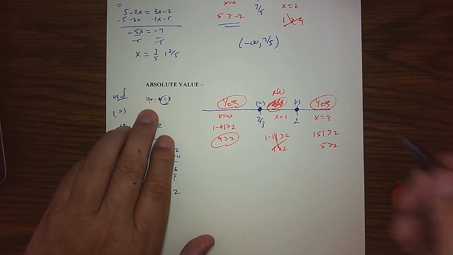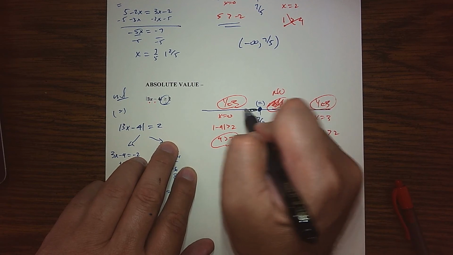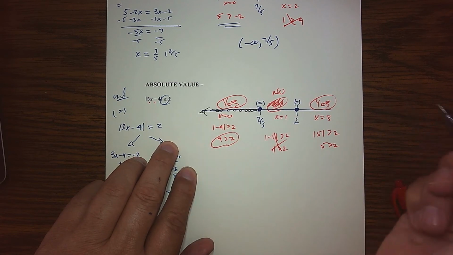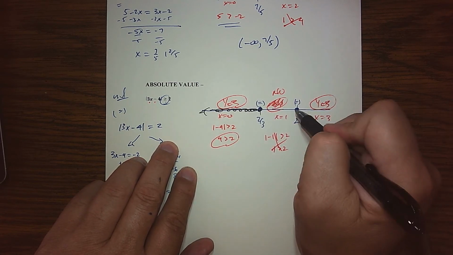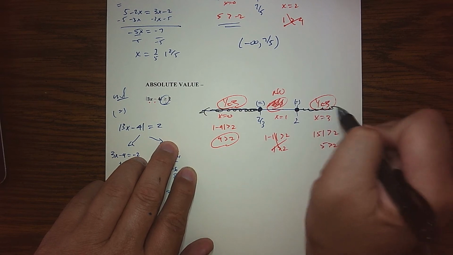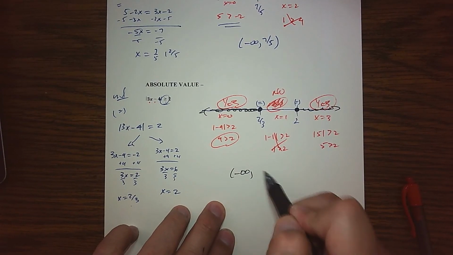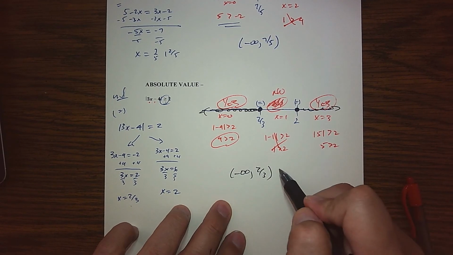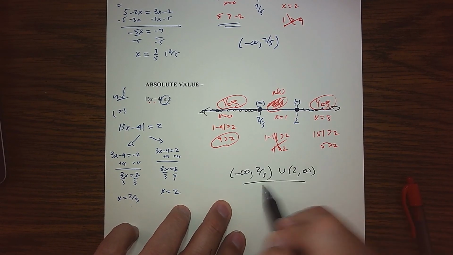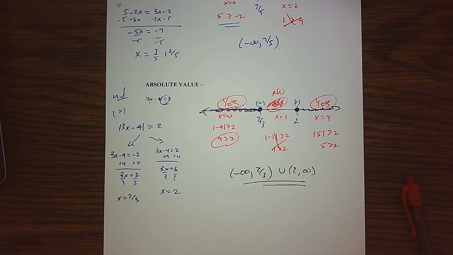So putting this together, we're talking about things being on that interval. We're including 2/3. We're including 2. And we're talking about things being on that interval there. So my solution is negative infinity to 2/3 union 2 to infinity. So there's my solution for that particular inequality.